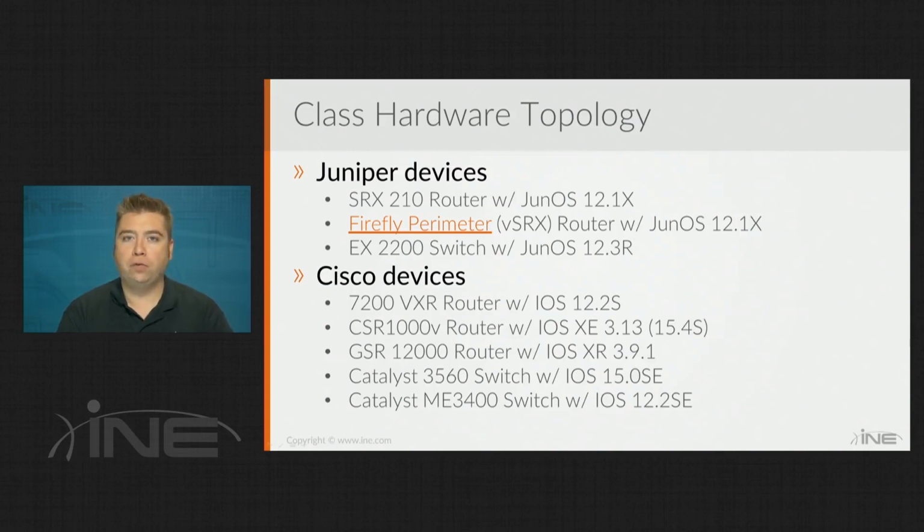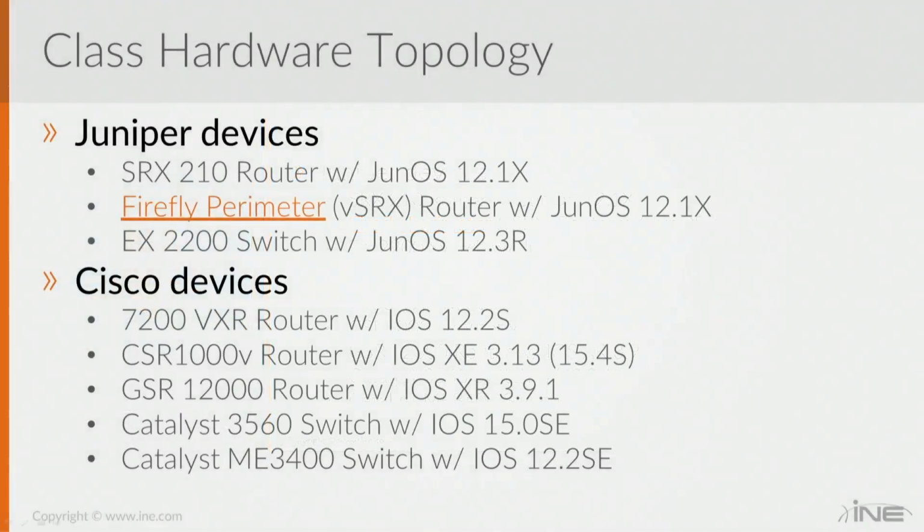Then from a service provider core and service provider edge point of view, we also have iOS XR, specifically version 3.9 here, which is going to be running on the gigabit switch router, which is the 12,000 series router. And then we'll talk about how that is similar to JunOS in terms of committing the configs, doing rollbacks, and how the hierarchy of the syntax structure works. And then finally, the enterprise access layer Ethernet switches. So Catalyst 3560, and then the Metro Ethernet switches, which is the ME3400. We'll talk about some of the interoperability between the Catalyst switches and the Juniper EX series.